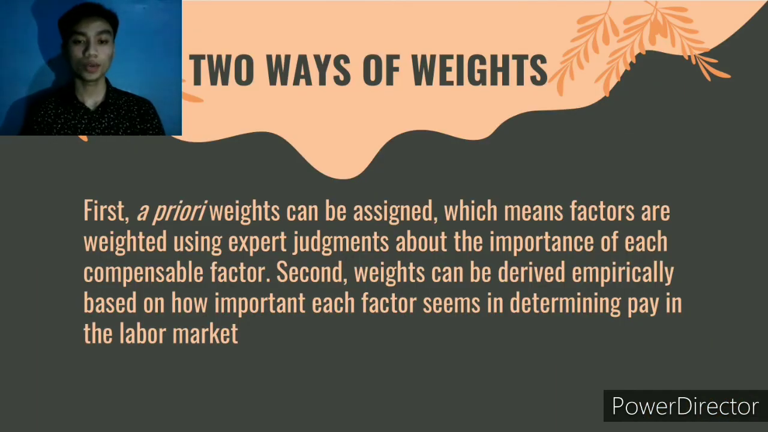Weights can be generated in two ways. First is a priori weights that can be assigned, meaning factors are weighted using expert judgments about the importance of each compensable factor. The second one is the weights can be derived empirically based on how important each factor seems in determining pay in the labor market.